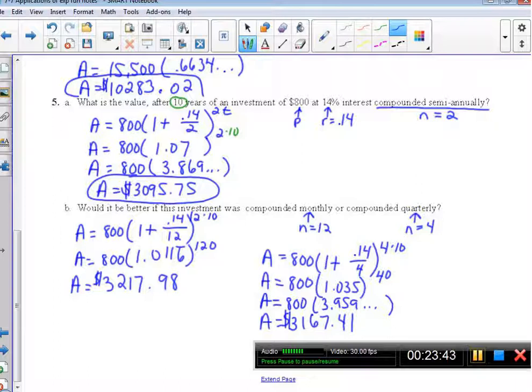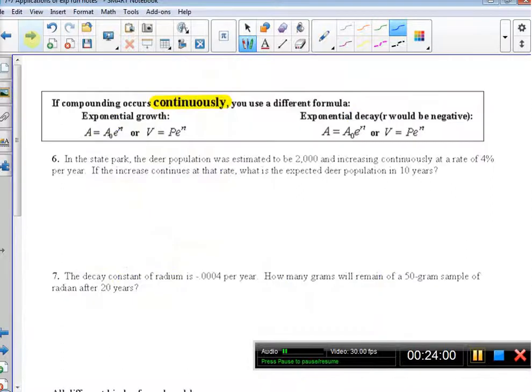So it looks like it would be better to compound more often. You'd make a little bit more, but not too much more. So it would be better to compound monthly. Okay, compounding continuously is another one, and this one involves that e, that irrational number.